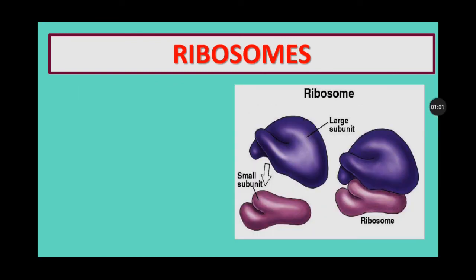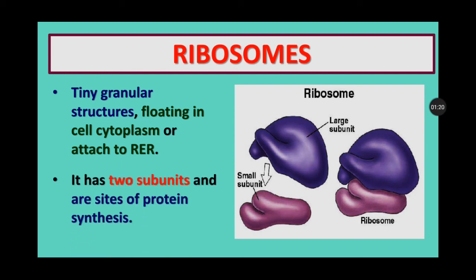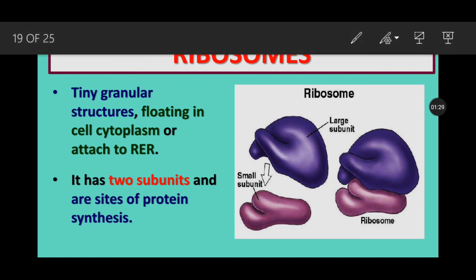Now the next one, and the last one, is the ribosomes. As you can see, this is the structure of the ribosome. It has a large subunit and a small subunit which are attached to each other. These are tiny granular structures floating in the cell cytoplasm or attached to the rough endoplasmic reticulum. So it has two subunits and they are sites for protein synthesis. So these are the two subunits and these are the sites where protein synthesis occurs.